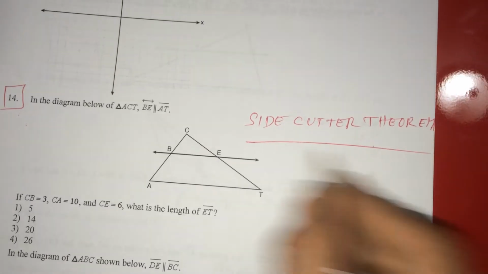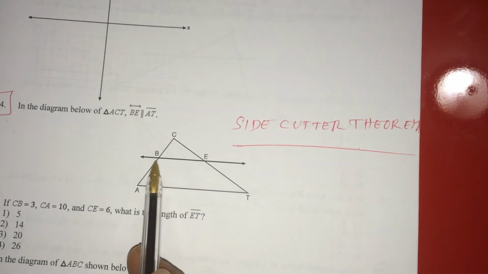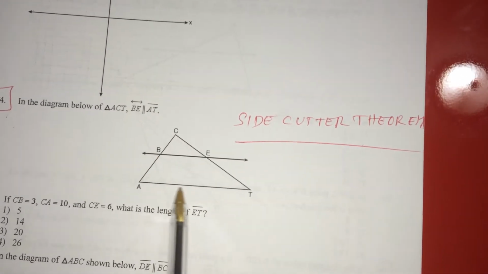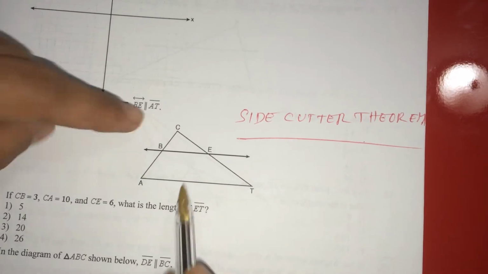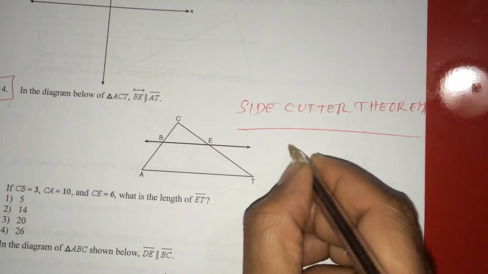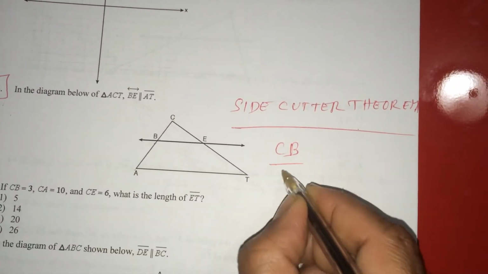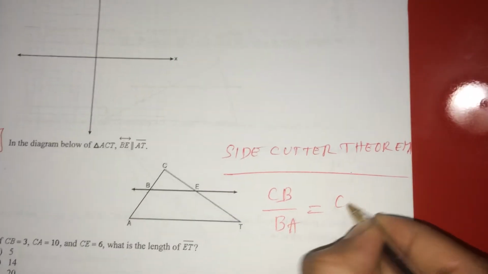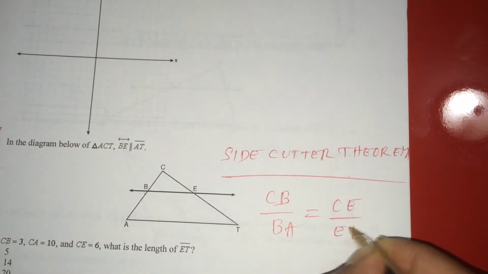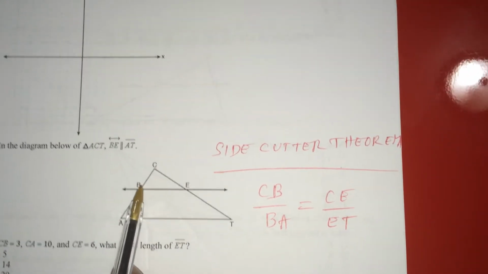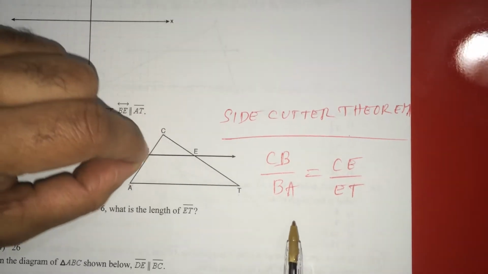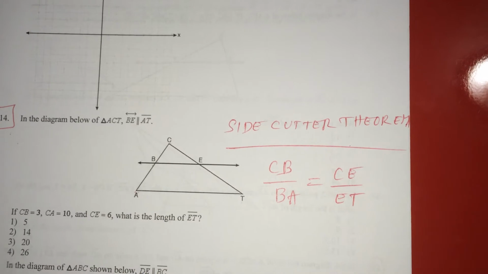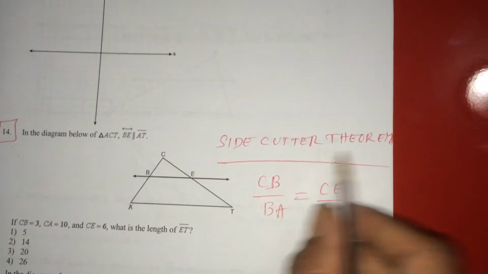So actually, what is the side cutter theorem statement? Whenever a line segment is drawn parallel to the third side, then you get, see here, CB over BA is equal to CE over ET. Like this we get. So CB over BA is equal to CE over ET. Like that we get the side cutter theorem.